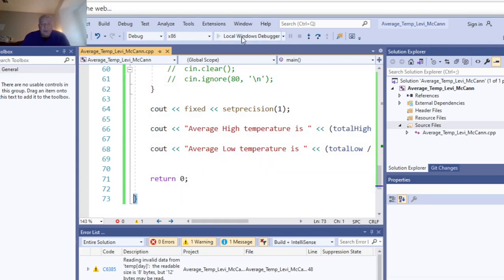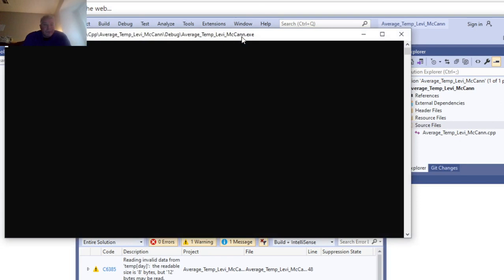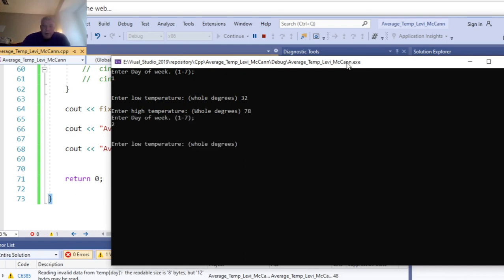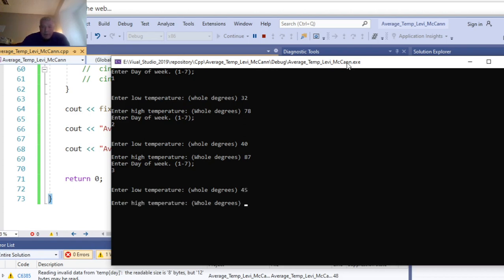So to run this, the day of the week, let's say first day of the week, total low temperature, we'll say it's 32. Enter high temperature, we'll say it's 78. Day of the week is 2. Low temperature, let's say it's 40. High temperature was 87 that day. 3. Low temperature, let's say is 45. High temperature, let's say is 90 degrees.